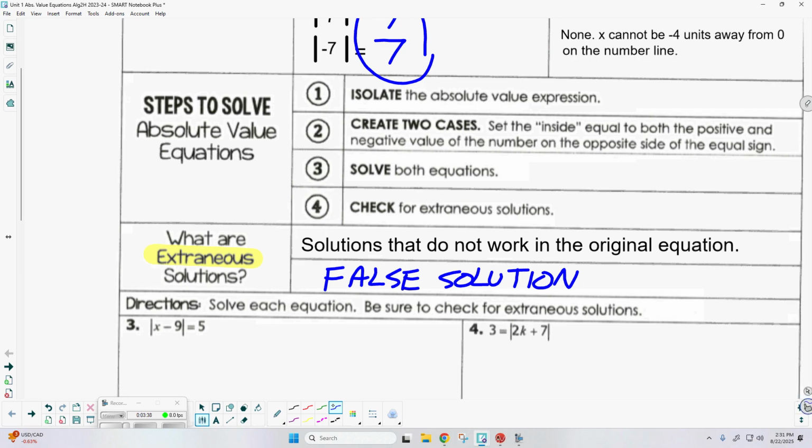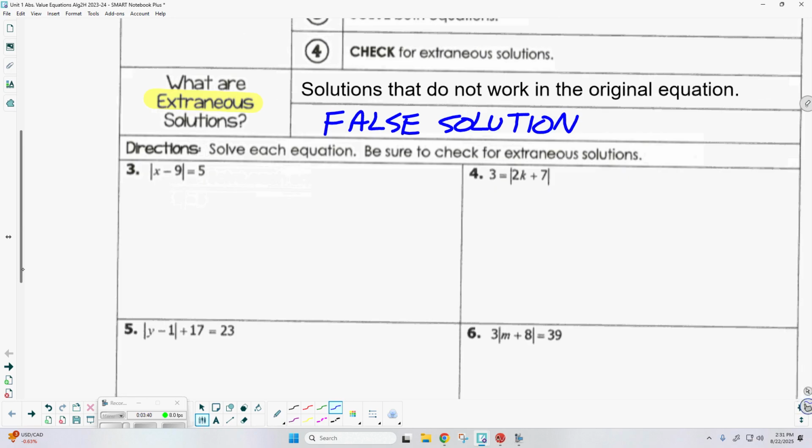Okay, so let's get right to it. Solve each equation. Be sure to check for extraneous. Now, here's what we were referring to. We want to isolate the absolute value notation. So anything outside these bars, if anything's multiplied or divided against it, added or subtracted, we want to get rid of all that material. Once it's like this, then we're going to set up our two equations.